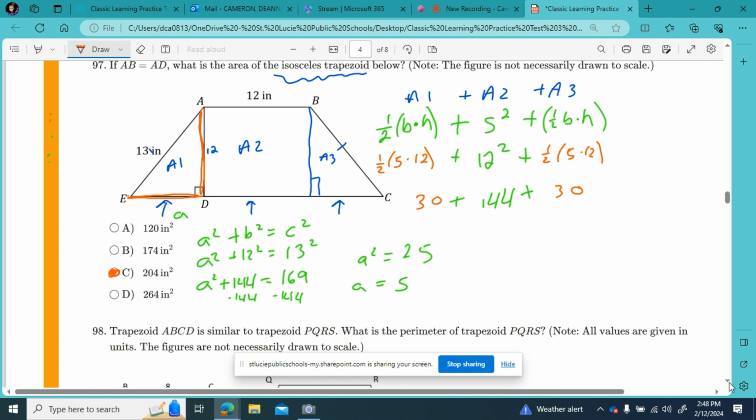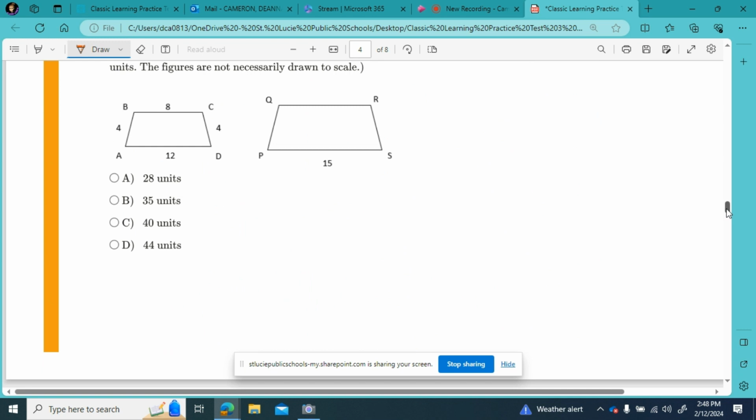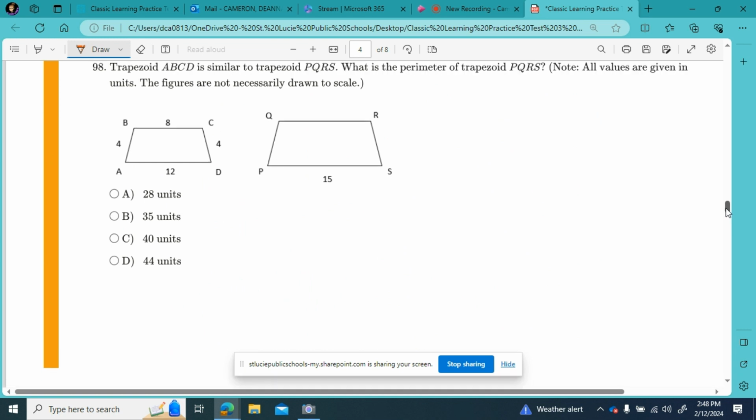And then moving forward to question number 98. Trapezoid ABCD is similar to trapezoid PQRS. What is the perimeter of trapezoid PQRS? Note all values are given in units. The figures are not necessarily drawn to scale.